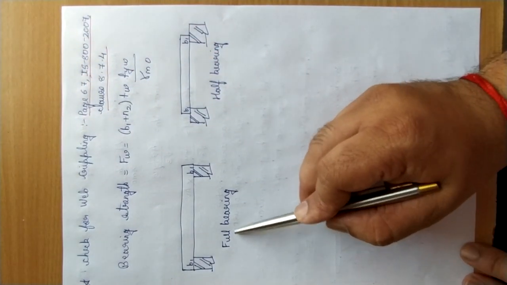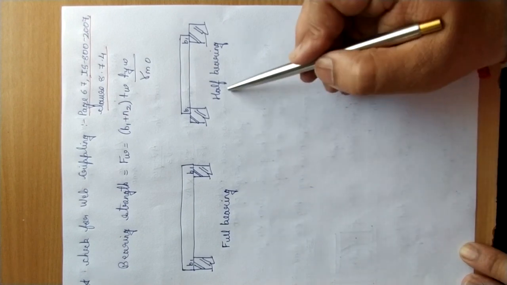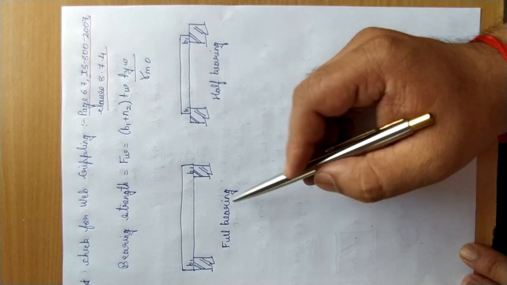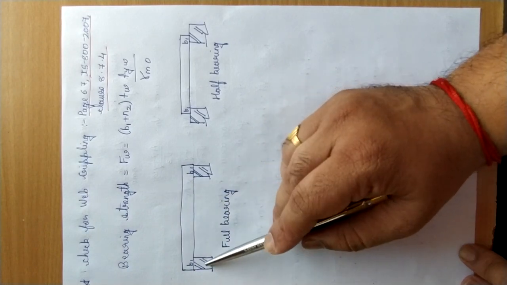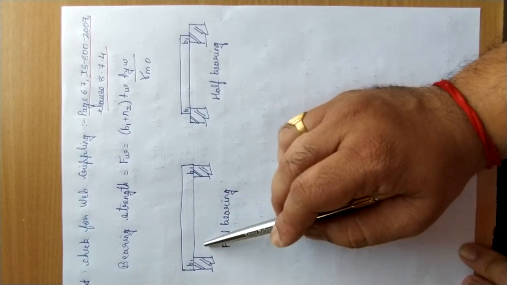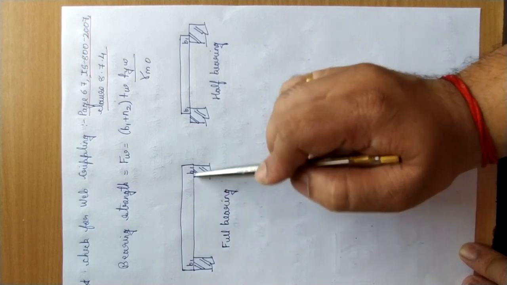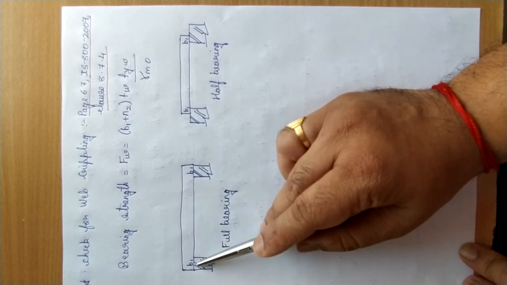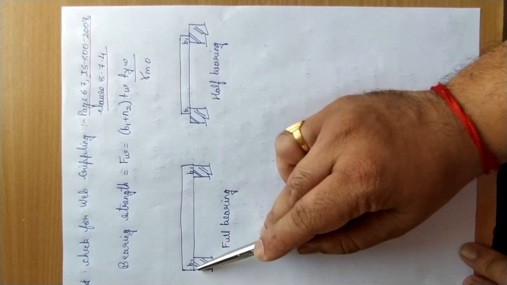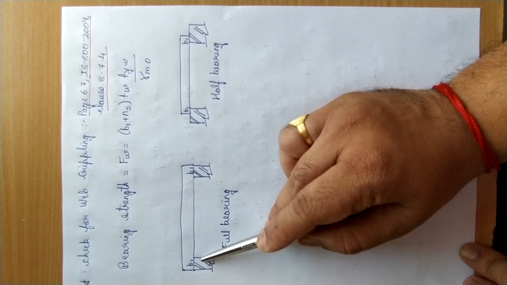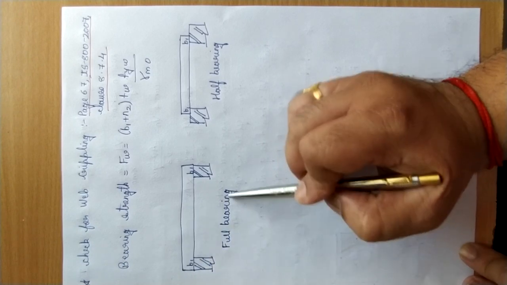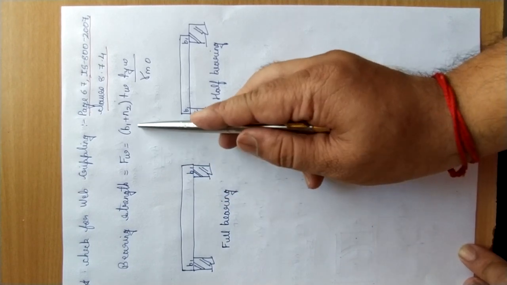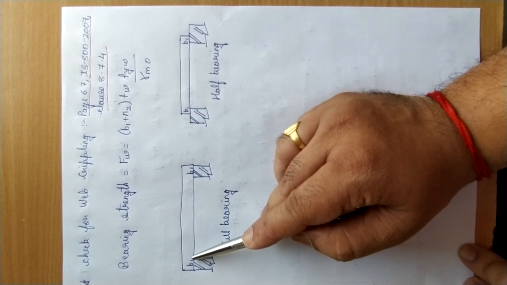We have two cases here, full bearing and half bearing. What do you mean by full bearing? When a beam is resting over either walls or a column, and if it is resting like this, you can see the beam is resting over the full portion or full width of the column or wall. In such a case we call it full bearing. So this B1 will be substituted as this value.